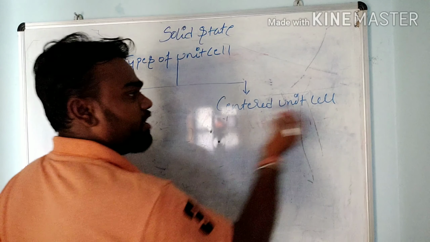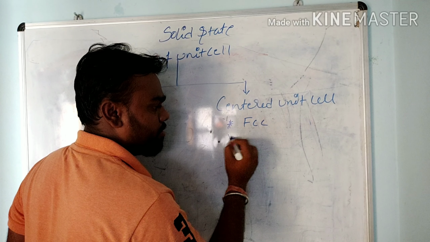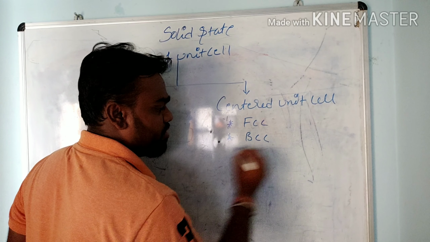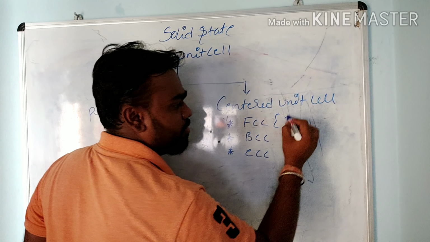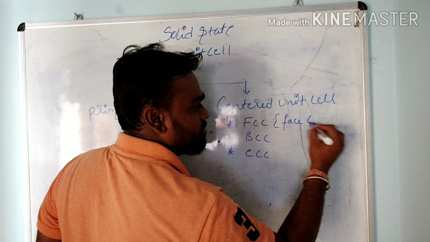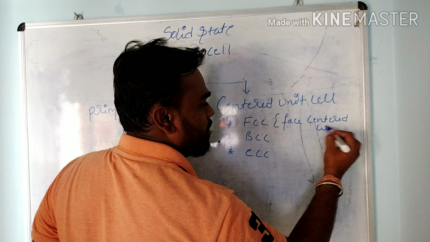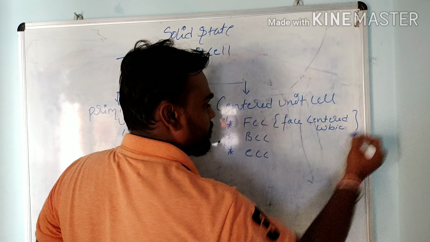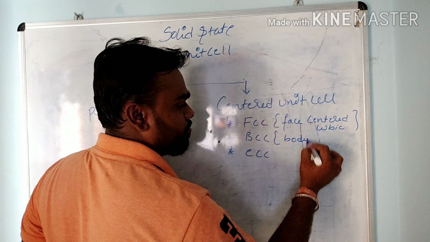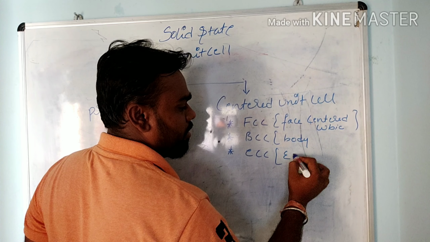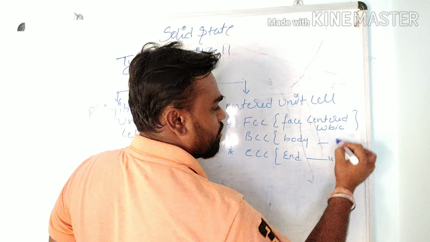Again, the centered unit cell is further classified into FCC, BCC and ECC. FCC is nothing but face centered cubic. Similarly, body centered cubic and end centered cubic.